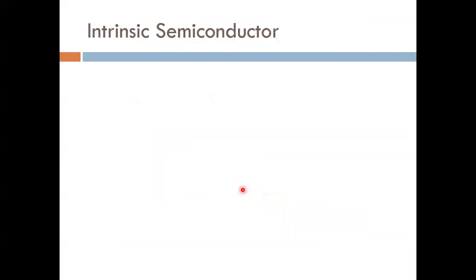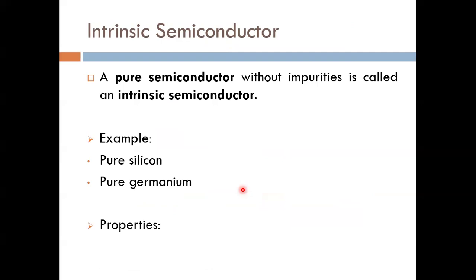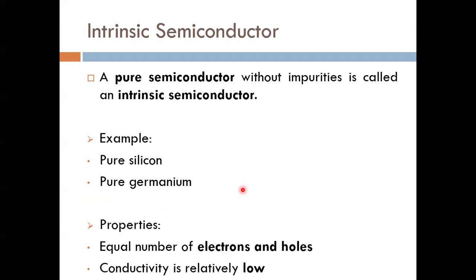Now, when the semiconductor is in its pure state, it is called intrinsic semiconductor. Intrinsic means a pure semiconductor without any impurity. So examples are again pure silicon, pure germanium. Properties: equal number of electrons and holes. Of course, they are in their pure state. And the drawback is that the conductivity is relatively low in their pure state.